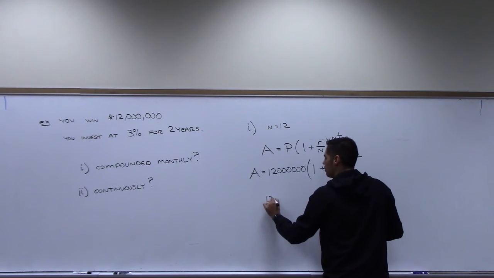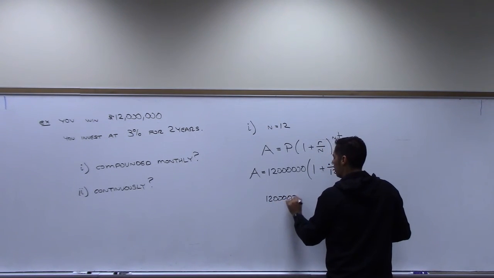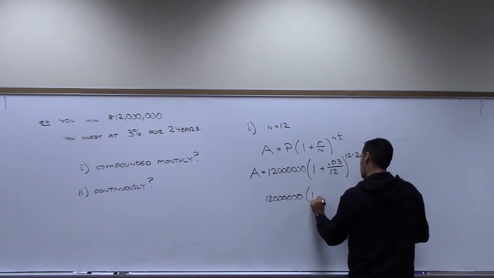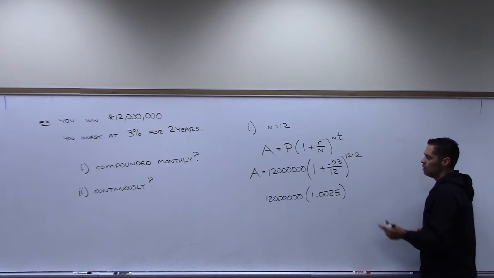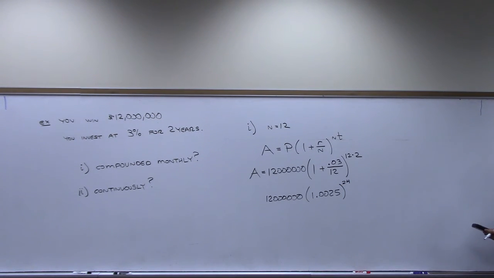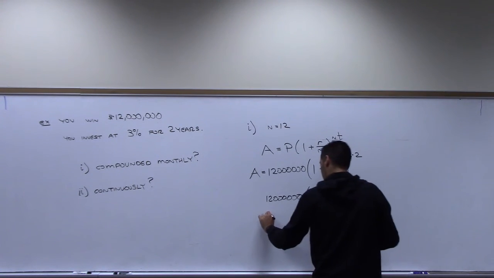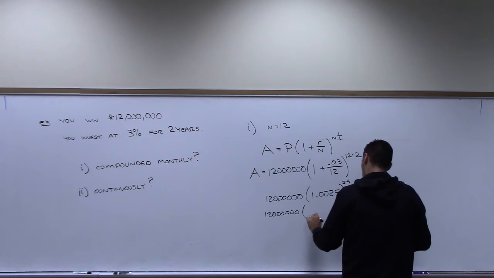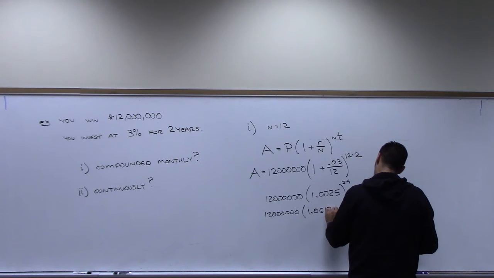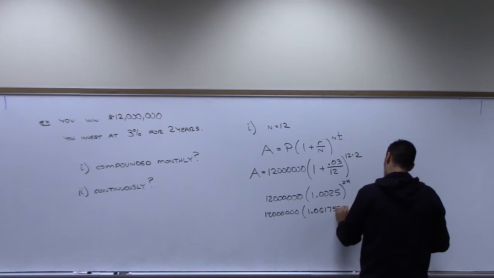So you should be here, 12 million, you should have 1.0025, and then you're going to raise it to what power? 24. So take that number, raise it to 24, and then whatever you get, write it down with all the decimals. 1.061757044.